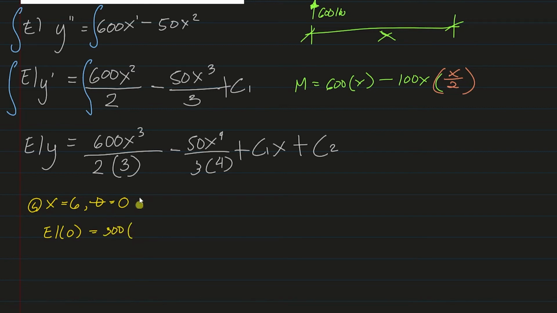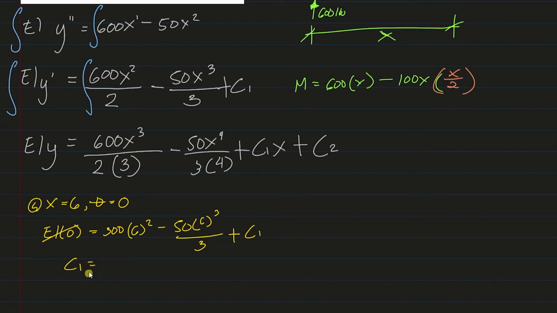Simplify lang natin. X squared. Ano ba yung x? 6 squared minus 50. Ano ba yung x ulit? 6 cube divided by 3 plus C1. So, ito, 0 times EI, well, cancel that out. 0 rin.